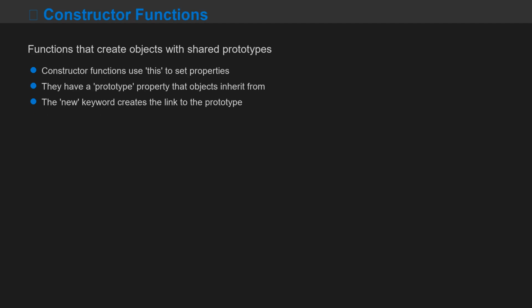Constructor functions are a key part of this system. They're special functions that create objects. When you call a constructor function with the new keyword, it creates a new object and sets up the prototype chain. Inside the constructor, this refers to the new object being created. Each constructor has a prototype property that objects created with it will inherit from.